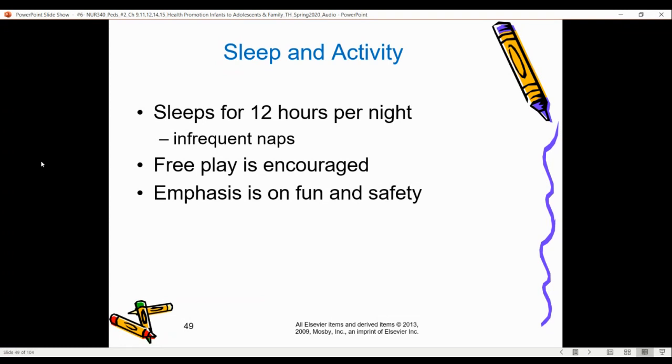We used to have naps in kindergarten. I had naps in kindergarten, in the 80s, 90s, we had naps in kindergarten. They've gotten rid of it.